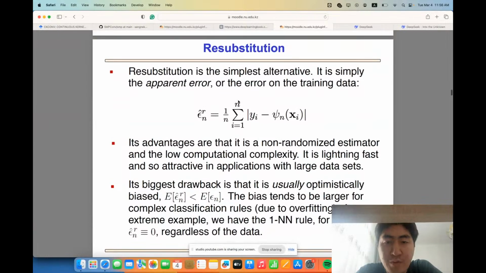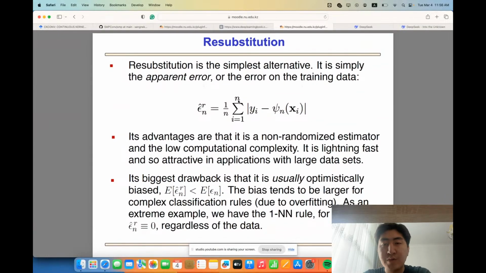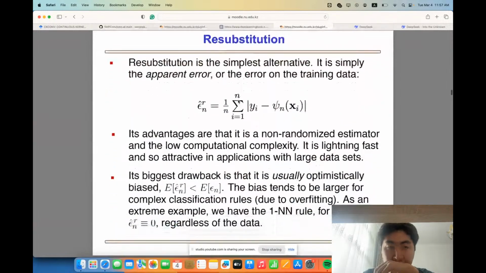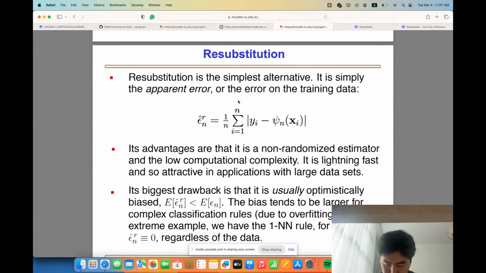So let's go to resubstitution. Resubstitution is the simplest alternative. It's simply the apparent error, or the error on the training data. So it's very simple. Its advantages are that it's a non-randomized estimator with low computational complexity. It's lightning fast, so attractive in applications with a large dataset. Its biggest drawback is that it is usually optimistically biased. The bias tends to be larger for complex classification rules due to overfitting. As an extreme example, we have a rule that memorizes the training data, regardless of the data. Okay, so yeah, let's just write.